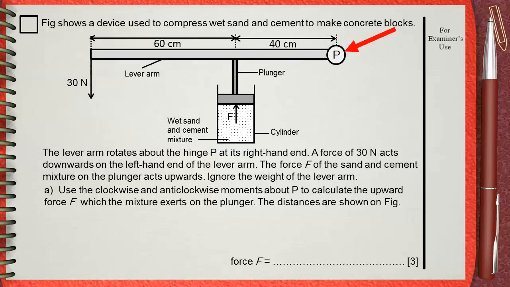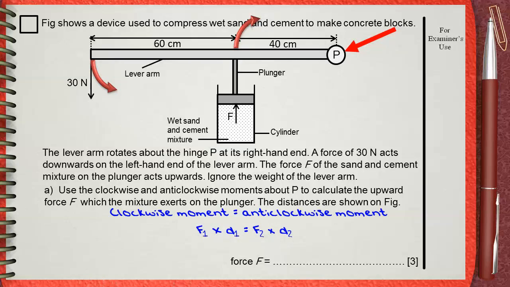The 30 newtons force will cause an anti-clockwise moment about the pivot, whereas the force F on the plunger will cause a clockwise moment about the pivot P. Applying the moment condition of equilibrium, we say that clockwise moment equals anti-clockwise moment. In other words, F1d1 equals F2d2, where F is the force, and d is the perpendicular distance to the pivot.